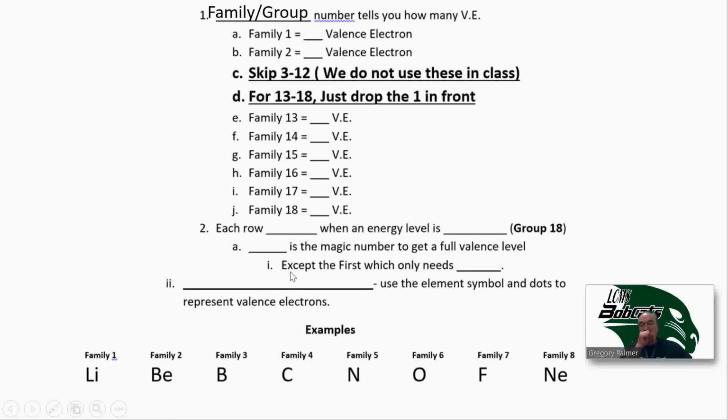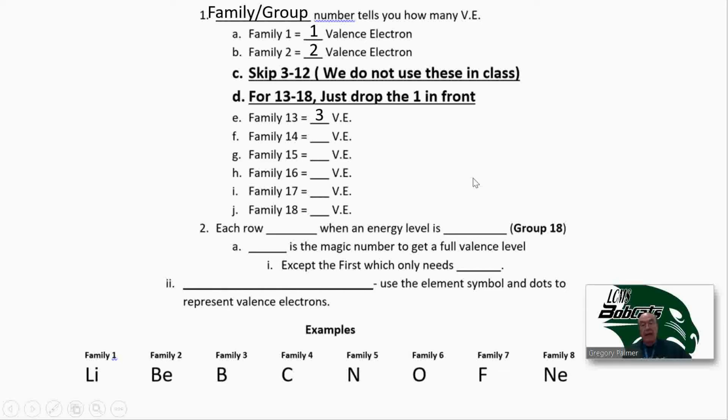Okay, so we just pointed out on the periodic table, the family or group tells you the number of valence electrons. As I just explained on that diagram, family 1 has 1 valence electron. Family 2 has 2 valence electrons. I explained we skip families 3 to 12 in the middle. They're called transition elements. And for 13 to 18, you just drop the 1 in front. So this is family 3, family 4, family 5, family 6, family 7, and family 8.